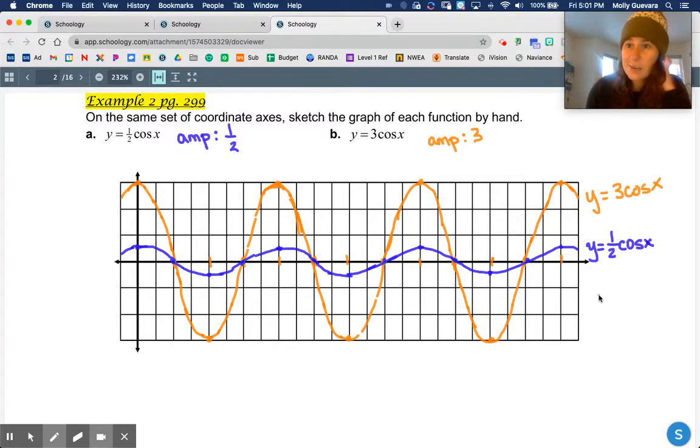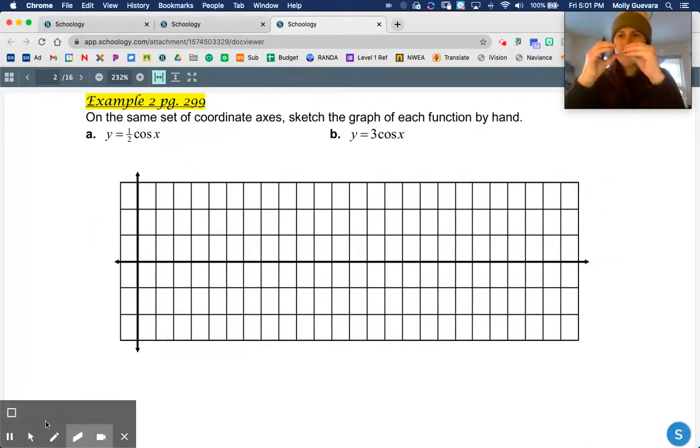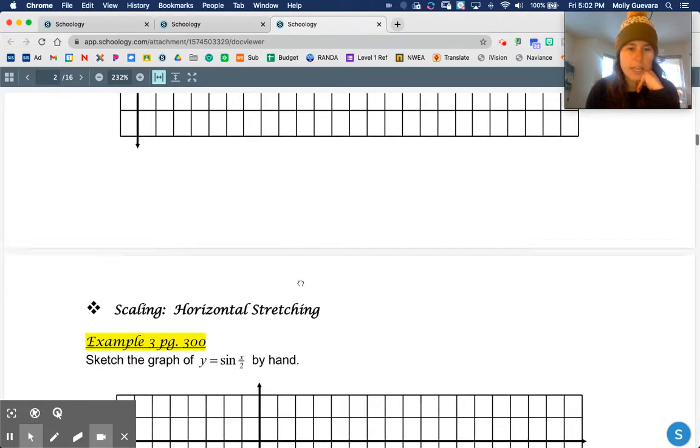Okay, so that's amplitude. We're going to move on now to horizontal stretching, which just means, like you have a sine wave, right? Making it stretch out longer. Like if you had actual wire that was shaped like a sine or cosine wave and you pulled it out and made it just take up more space. So making the period longer is what we're looking at here.